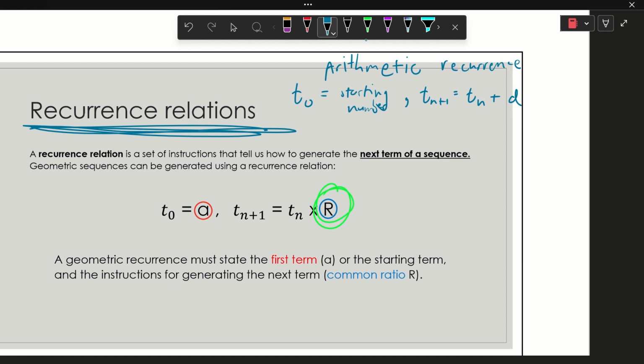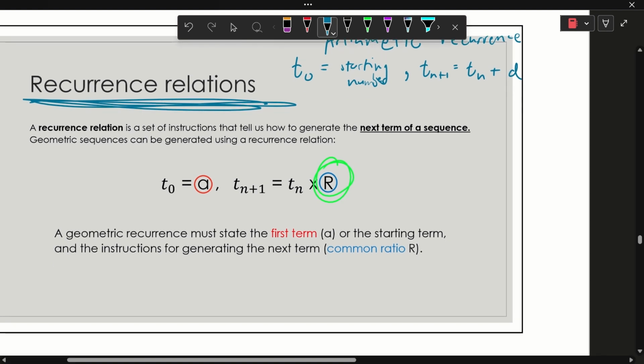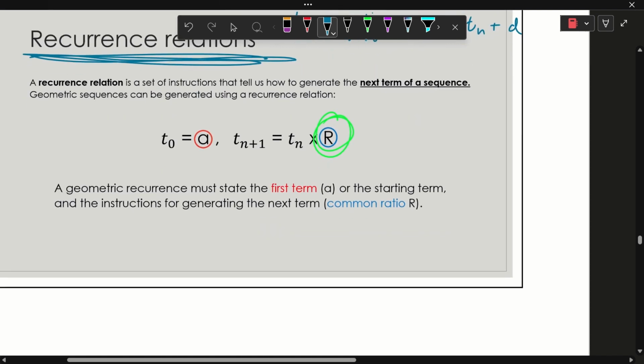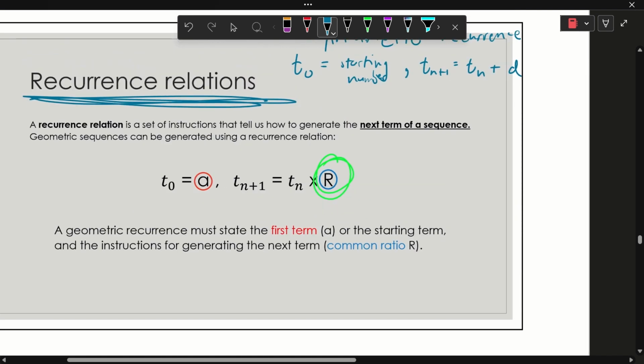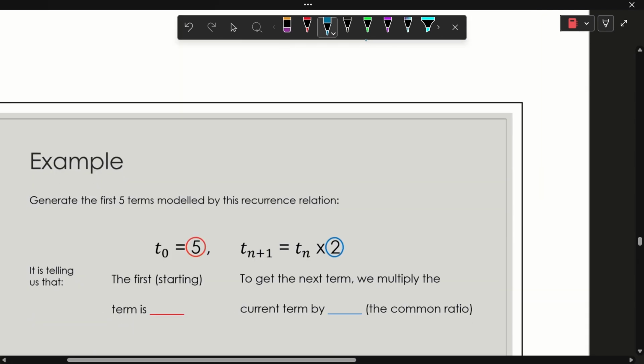Common difference. Abby, what's the common difference? Can you remind me? In general, what's the common difference? The thing you're adding or subtracting by. That's the number you go up or down by. But what's the common ratio? Anyone want to tell me? It's right here. It's the number that you're multiplying by. Okay, that's the common ratio.